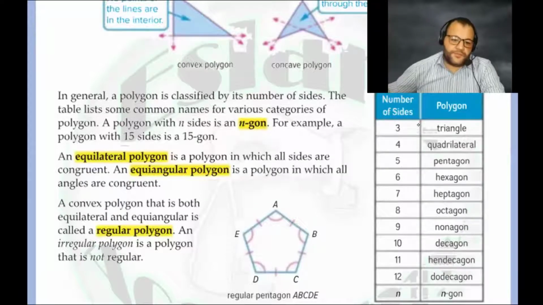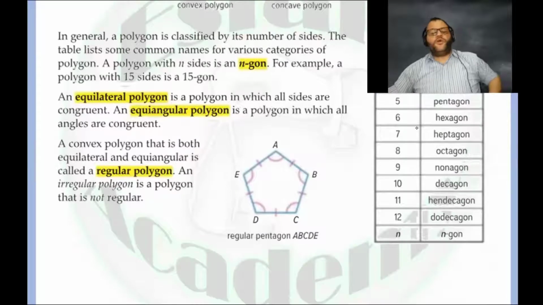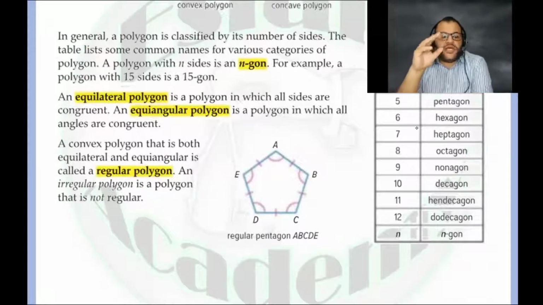What is the meaning of regular polygon? A regular polygon must be convex, by the way. Why convex? Because all of the angles must be equal in measure, and all of the sides are equal in measure. So any convex polygon that has all sides equal in length and all angles equal in measure is called a regular polygon.